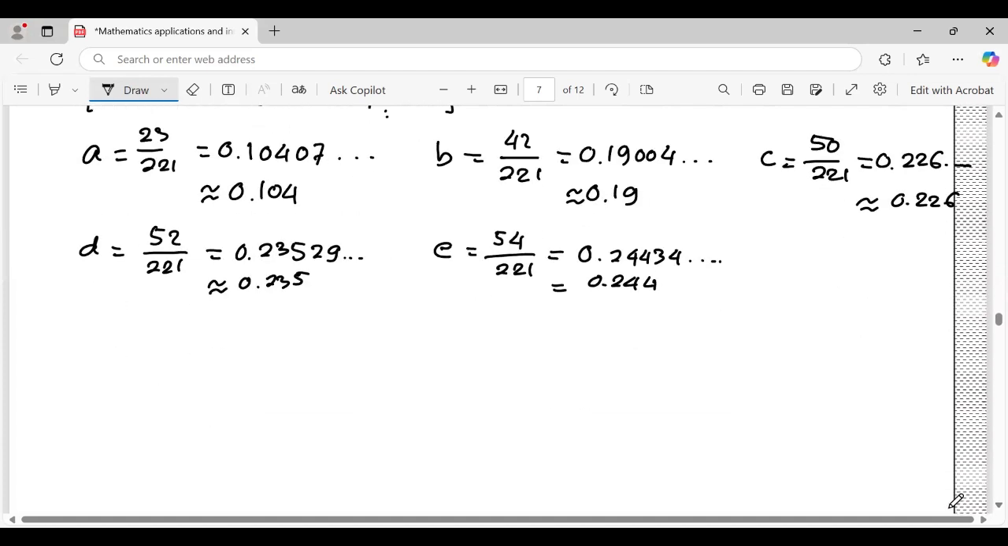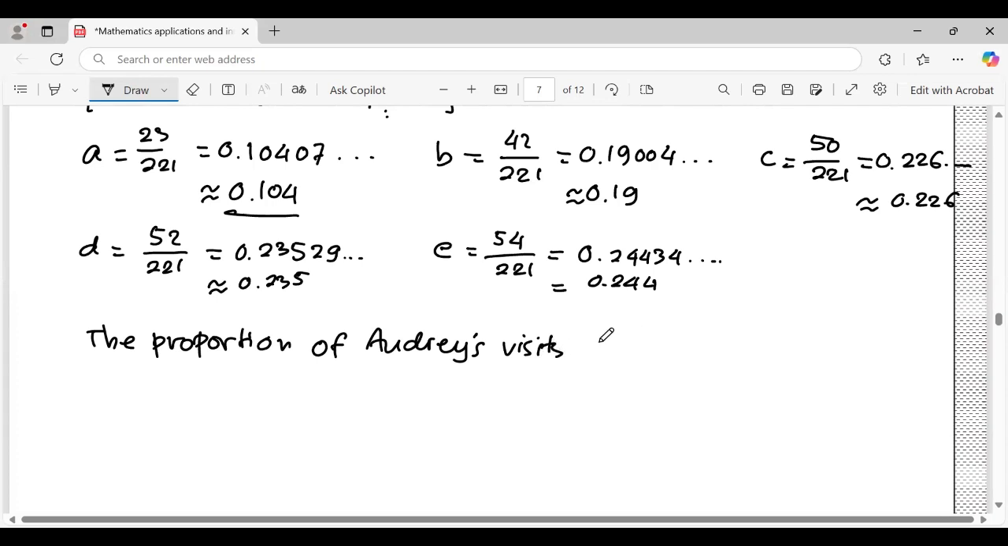So the conclusion: the proportion of Audrey's visits that are to factory A equals 0.104. So next, part 2.